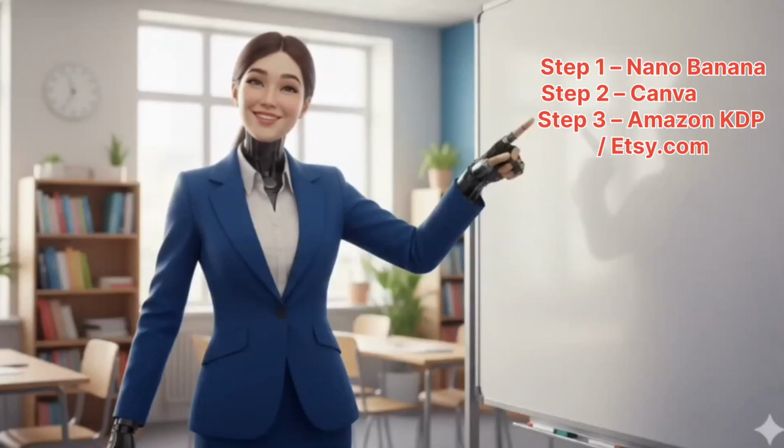I'm so excited to show you how to create and sell your very own book using AI. Here are the 3 simple steps. Step 1, Nano Banana AI Story and Illustrations. Step 2, Canva, design your book layout. Step 3, Amazon KDP/Etsy, publish and start selling.